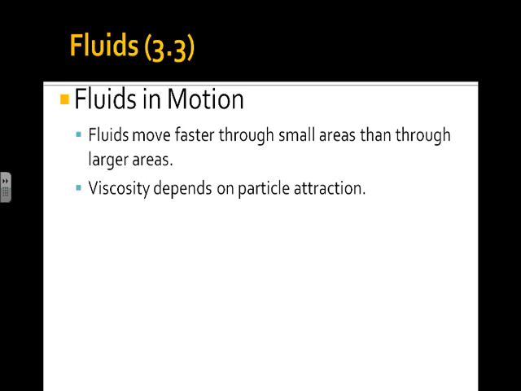Viscosity of a fluid depends on particle attraction. Let me give you an example. If something is very viscous, it does not flow very easily. An example of that would be honey. Something that is not very viscous, like water, is going to flow very easily. So viscosity is the resistance of a gas or a liquid to flow.